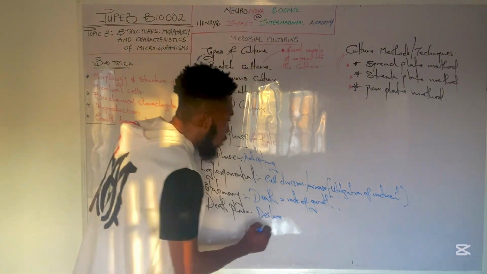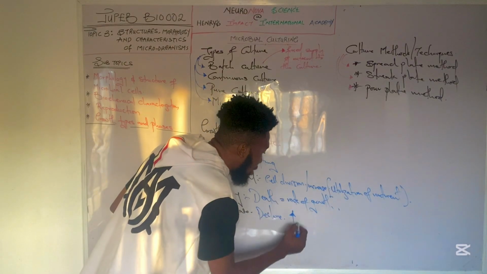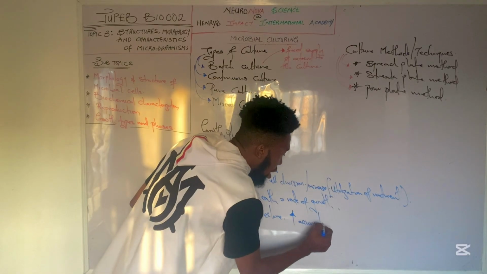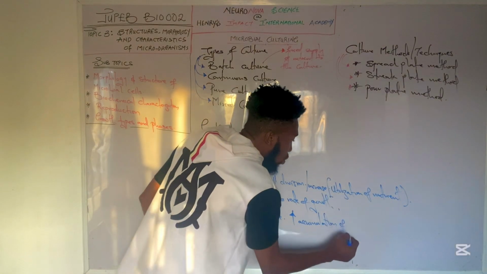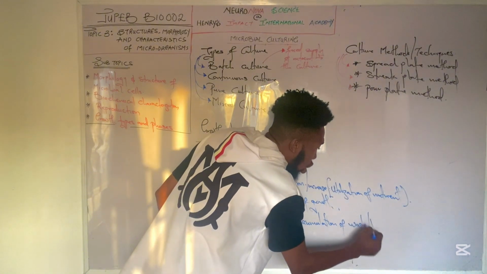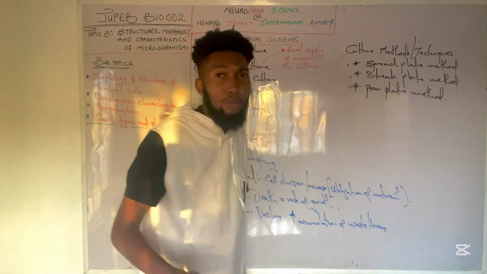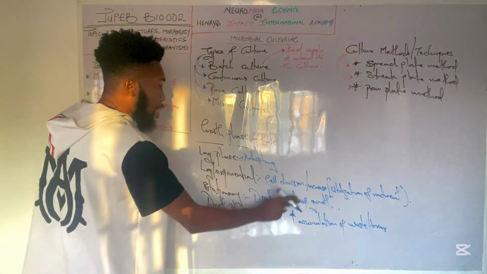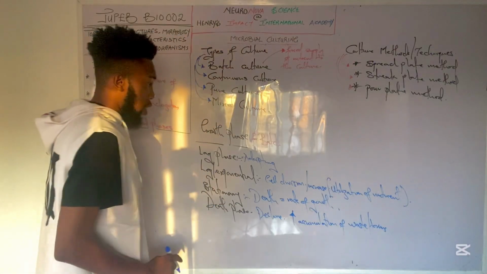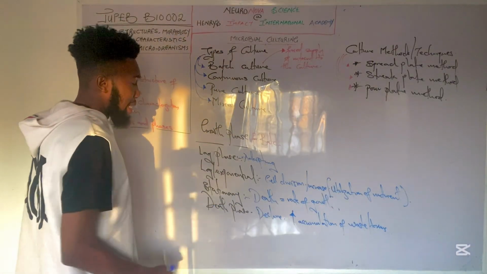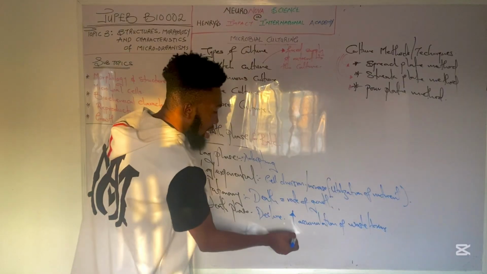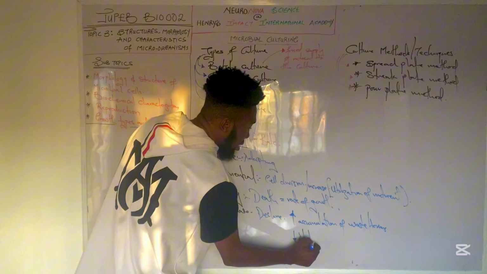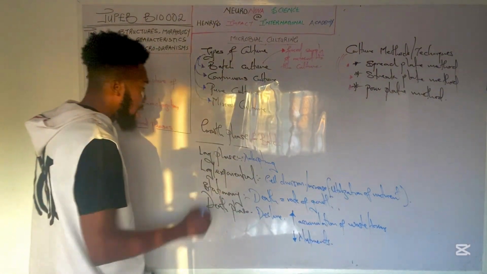And the death phase is a result of increased accumulation of wastes, products, or toxins. Obviously, just like in humans, when you eat, the next thing you're doing is defecating, and those are waste products. So increased accumulation of waste or toxins, and that's what will lead to death. And as there is increased accumulation of waste, there are decreased nutrients, because the nutrient is being used up. That's what explains the death phase.